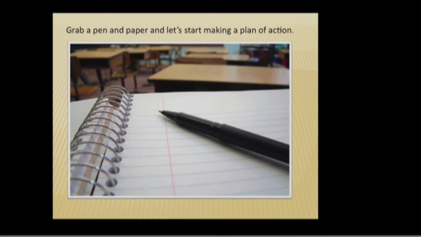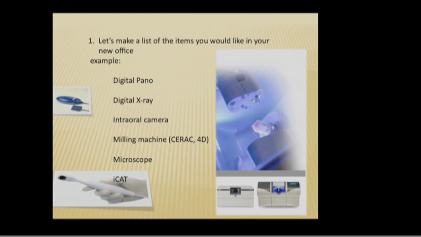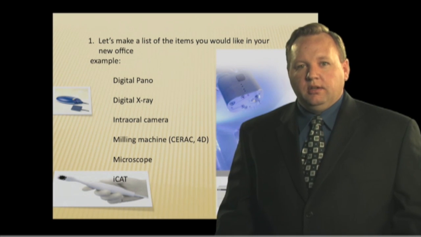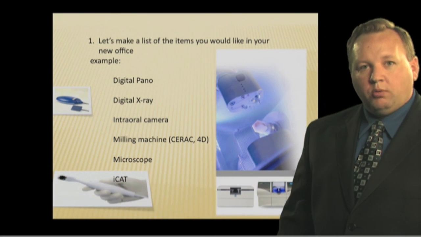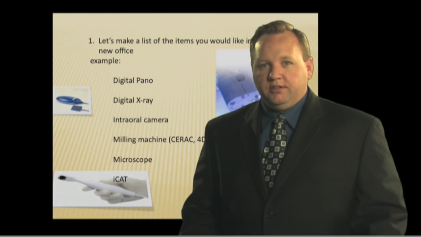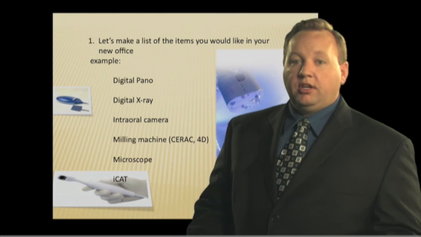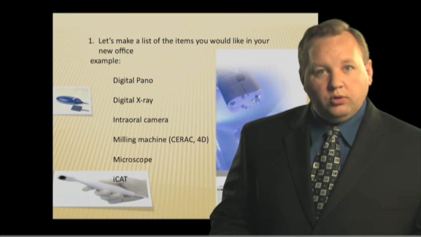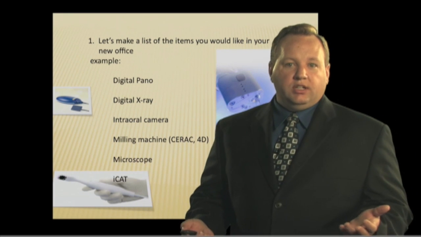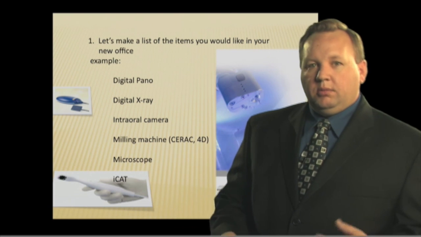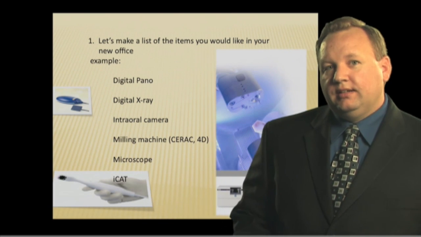With this plan, we need to decide what are some items in my new office that I may not have in my existing space that I want to implement. Do I currently have a digital pan in my current space, or is this something that I'm going to want to put in my new space? Digital X-ray sensors, is that something that you currently have, or is that something that you want to move to? Intraoral cameras, a new milling machine, a CEREC, or the 4D, maybe a microscope or an iCat.